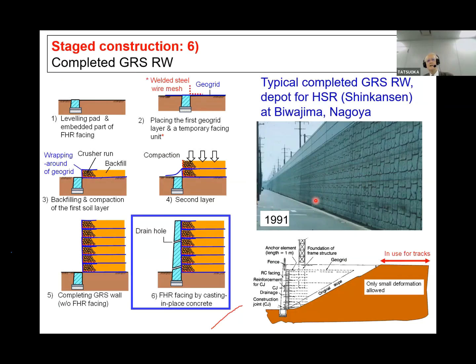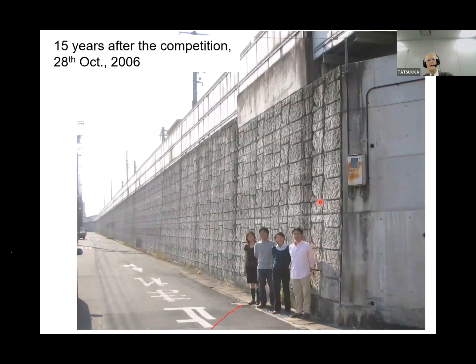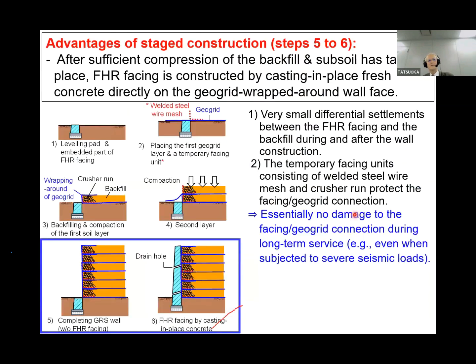The wall is completed, this typical one. I took this picture 15 years after the completion, 2006. Still, of course, this is surviving, of course. So next are the advantages of stage construction, this step.